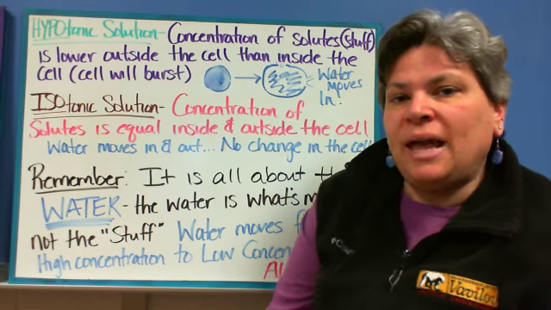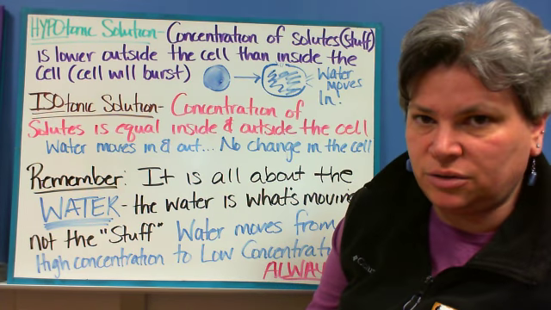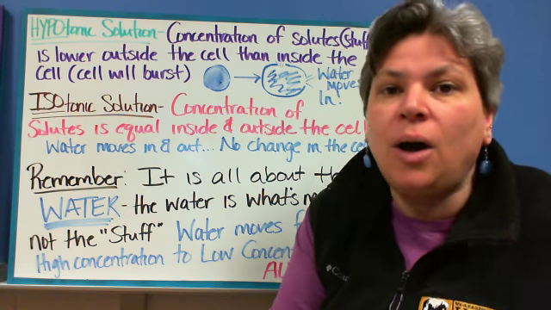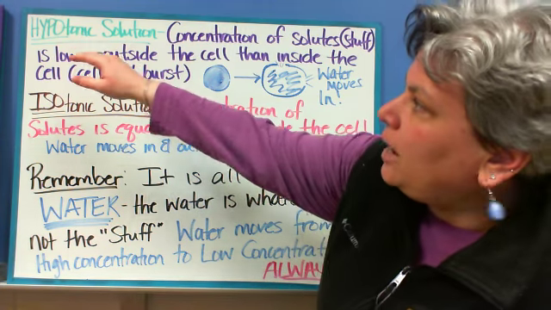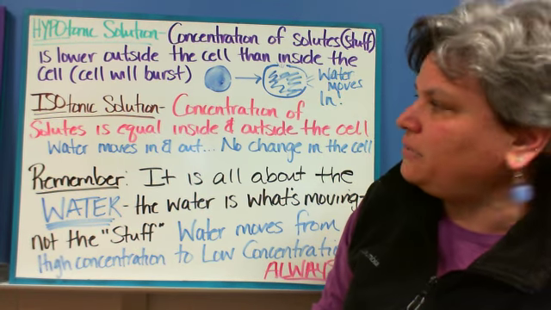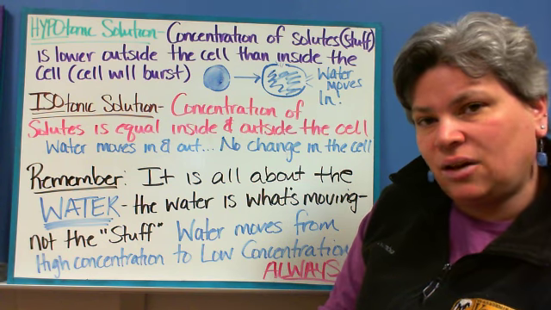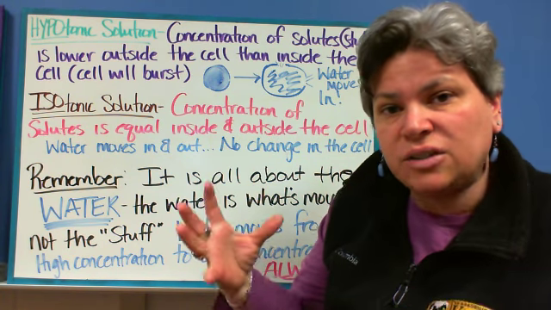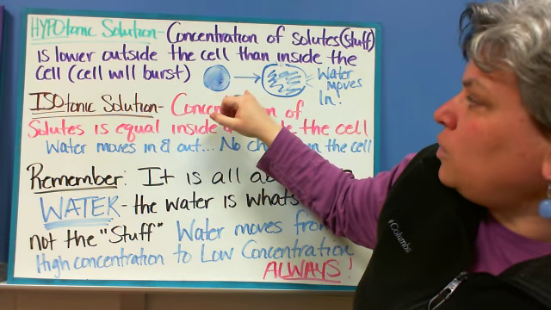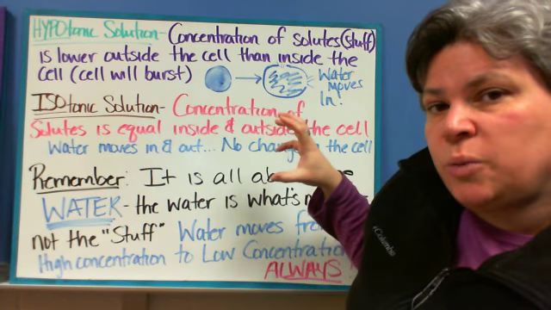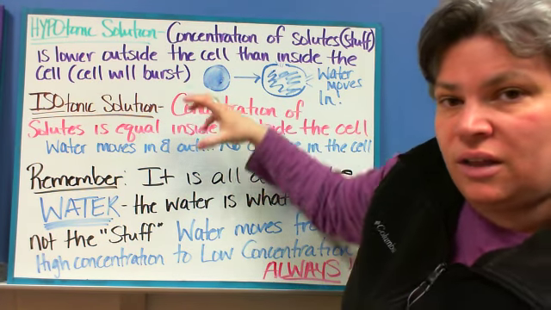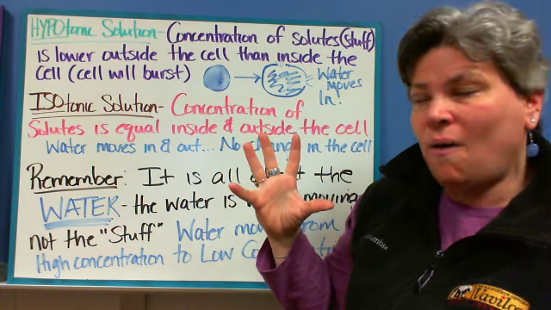The next example we have is with a hypotonic solution. And I'm sure by now you've figured out hyper means more, so hypo means less. With a hypotonic solution, the concentration of solutes, or stuff, is lower outside the cell than inside the cell. So the cell is going to blow up. In other words, what am I saying? There's more water outside. So which way does the water go? From high to low. So all that water is going to move in and the cell's going to blow up.